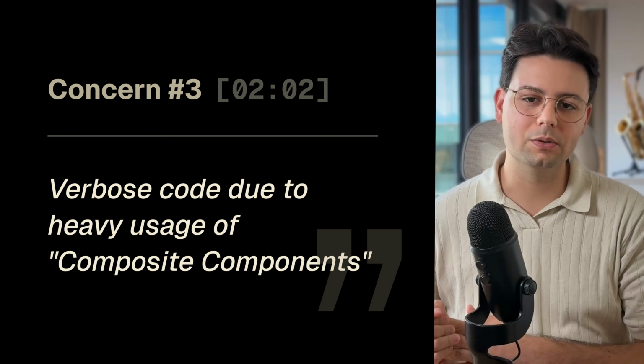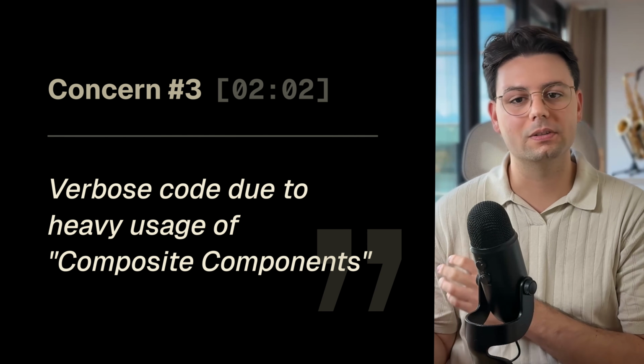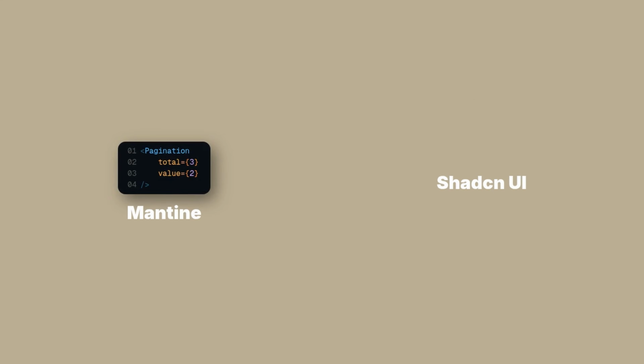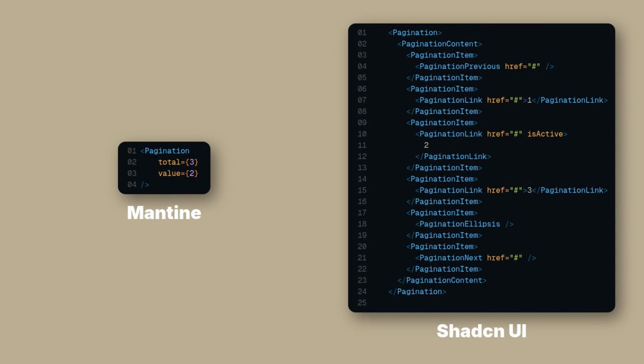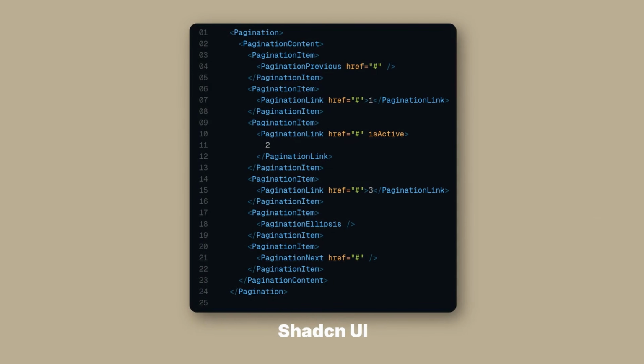due to heavy use of a React pattern called composite components. And here I gave a clear example comparing a pagination component from the UI library Mountain with the Shadcn UI implementation. And as you can clearly see, there is quite a bit of verbosity when it comes to the Shadcn UI code, or at least it's a bit longer.